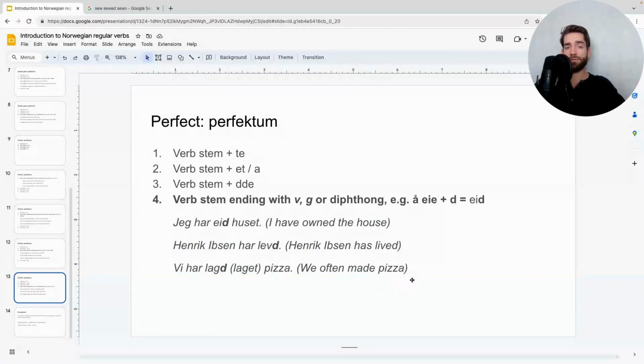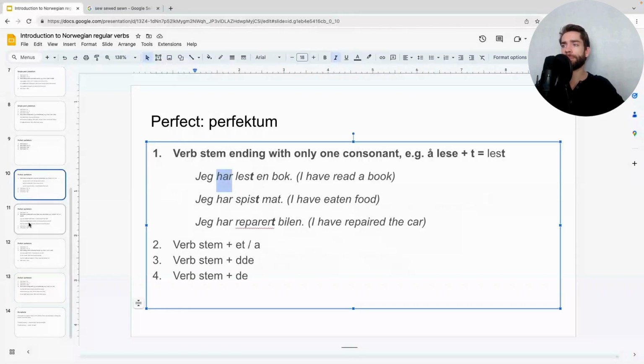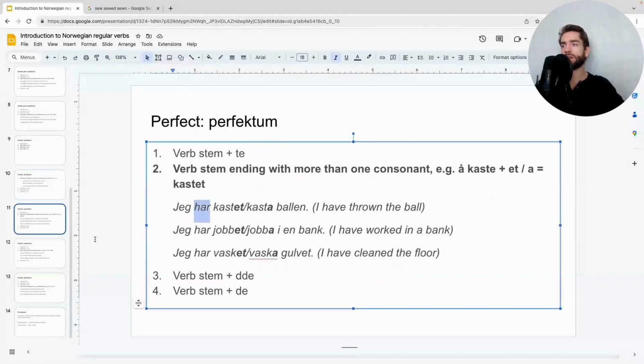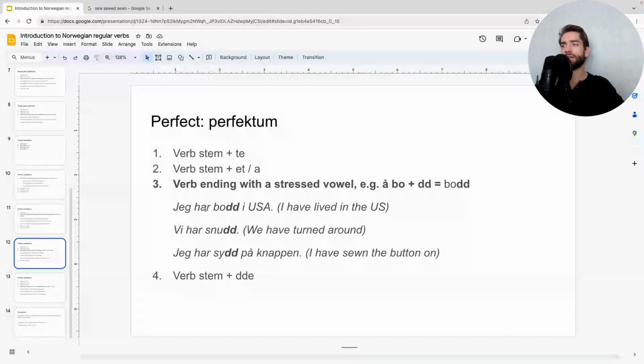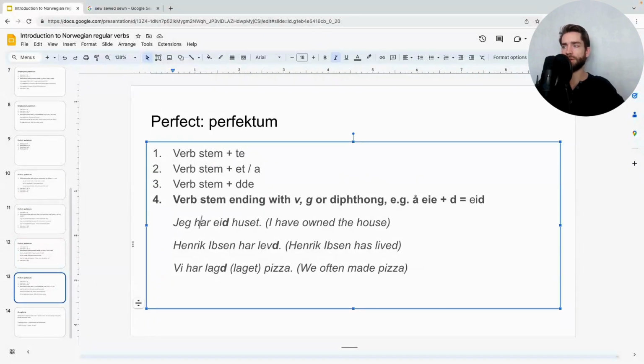And lastly, if we want to create the past perfect, which works the same way as the past perfect in English, we just change har to hadde. Jeg hadde lest en bok. Jeg hadde kastet ballen. Jeg hadde bodd i USA. And jeg hadde eid huset. Okay, so we just change har to hadde. And the participle, which this word is called, stays the same.